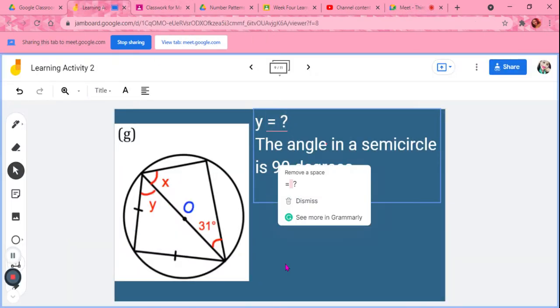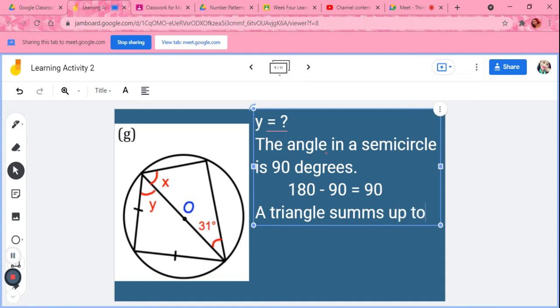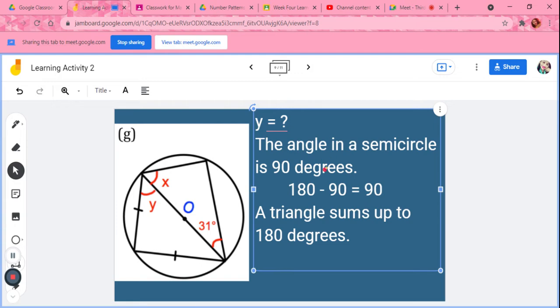So I am going to write here 180 minus 90. And what does that give you? 90. Very good. And my reason? A triangle sums up to 180 degrees. Right? Then what do I do now? I know that the 90 is equal to the other two, but how do I find the magnitude of only one?